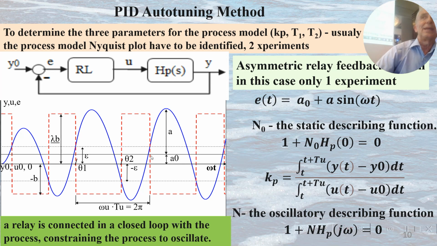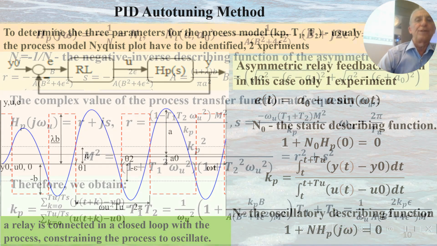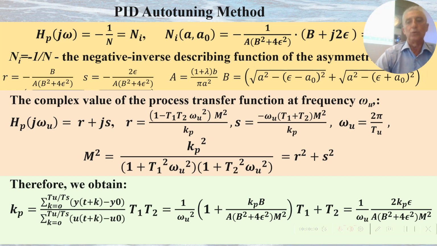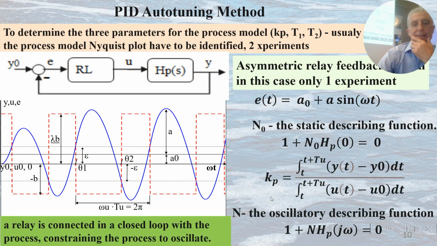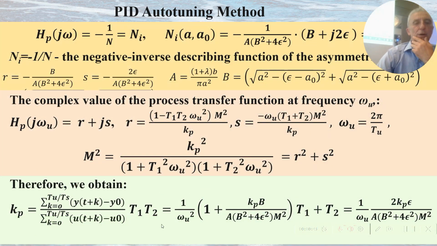Using an asymmetric relay, the oscillation will also be asymmetric, and we have two describing functions, one for the static situation and one oscillatory. From the static describing function, we can calculate the gain of the process, and from the oscillatory describing function, we can calculate T1 and T2. So here are the formulas for Kp, T1, and T2. These are the parameters of the process.